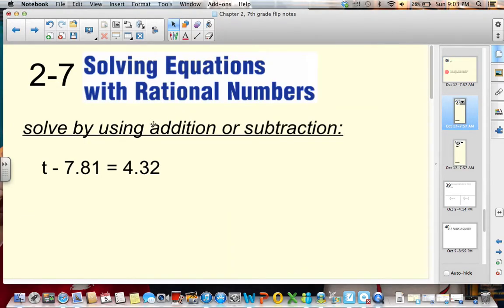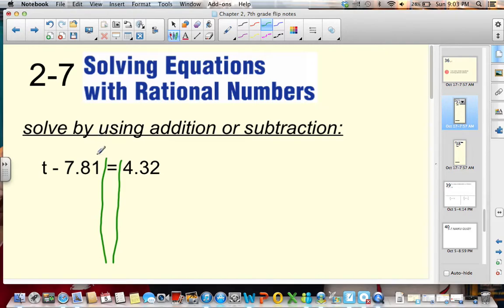So if we think back to how we solve one-step equations, remember if we're given an equation like this, t minus 7.81 equals 4.32. Well, first we want to draw our railroad tracks. And then, remember, we find the side with the variable, so t, and we're doing the same exact steps. It's just that now we have rational numbers, we have decimals instead of integers.